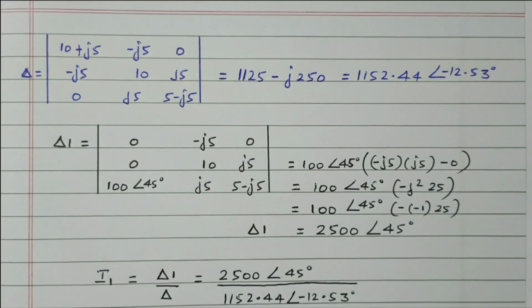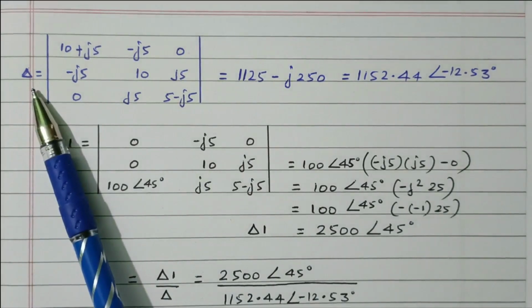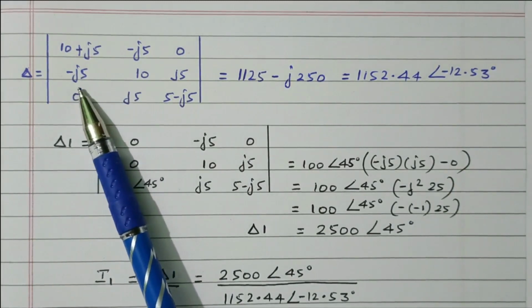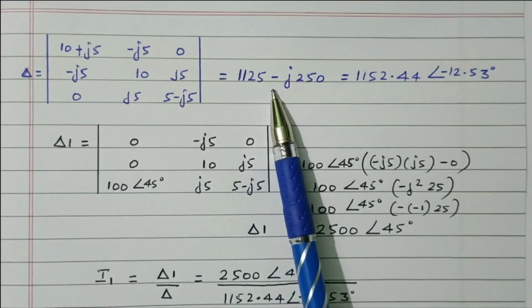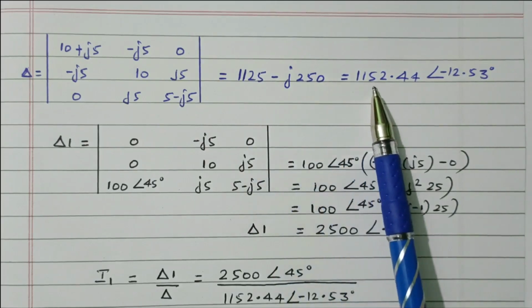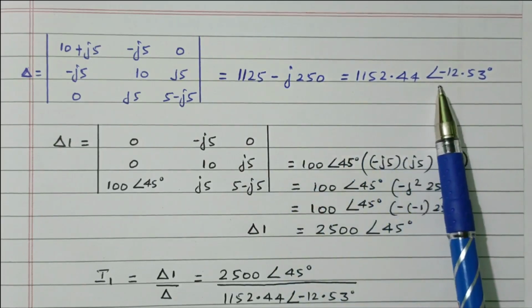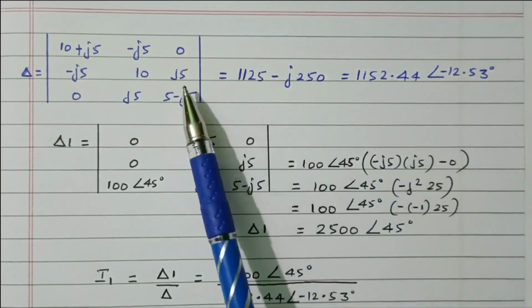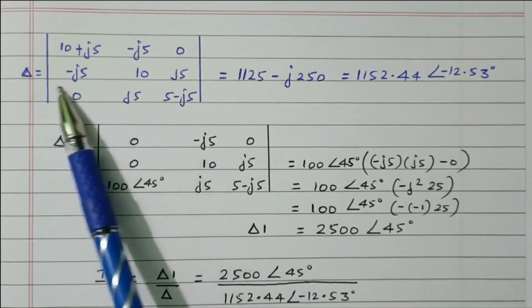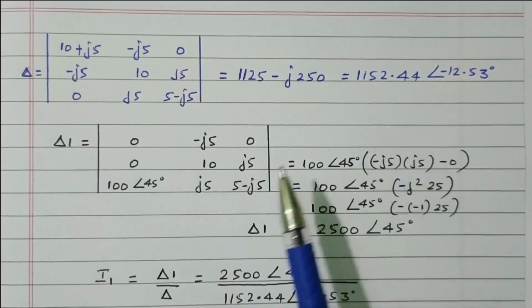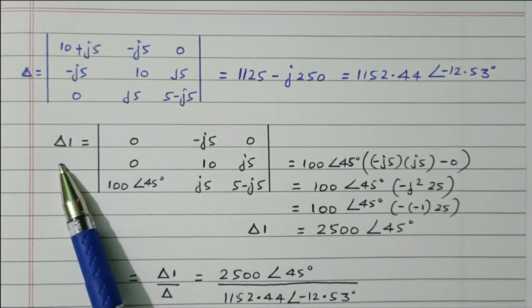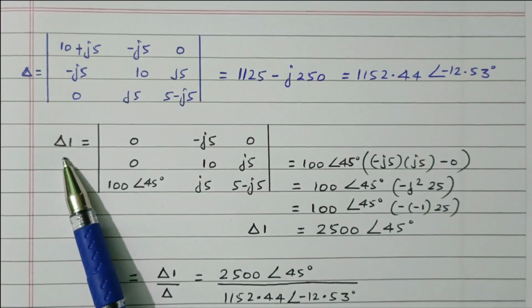To find the I1 current, first we will find the delta value. It is very similar to what we calculated earlier, right? That is 1125 minus J250, that is 1152.44 with an angle of minus 12.53. In step 1 we calculated delta, and the same thing is here. So the delta value is the same as step 1. Now I will find delta 1 because we need I1. In step 1 we calculated delta 3 because we needed I3.